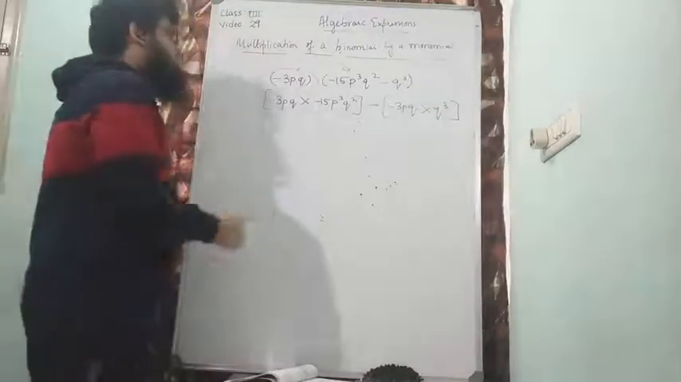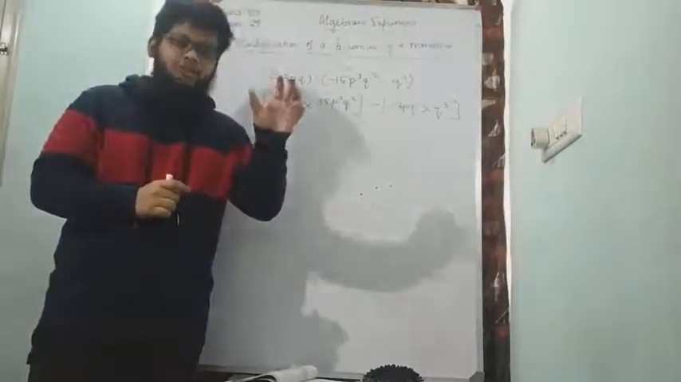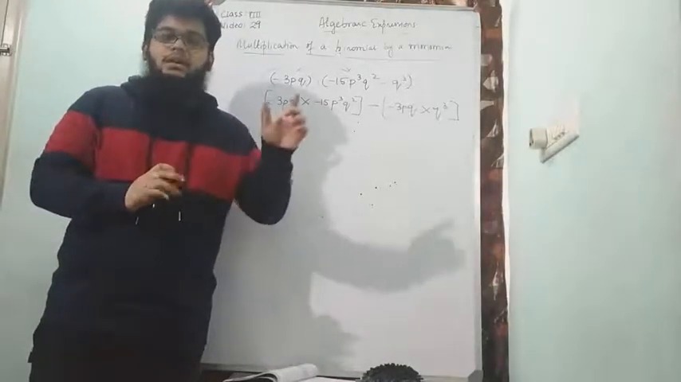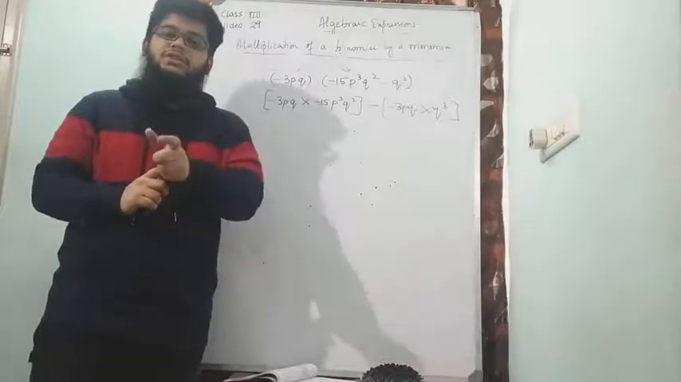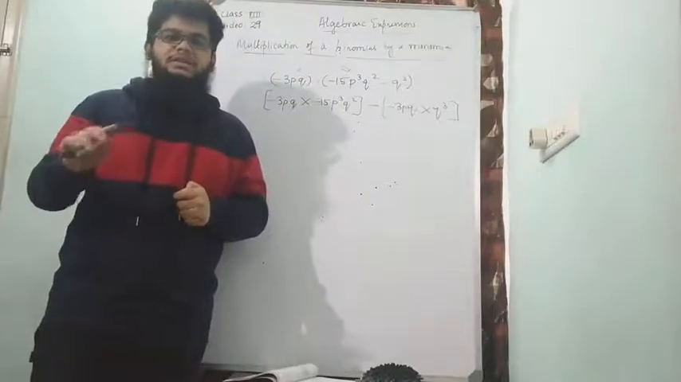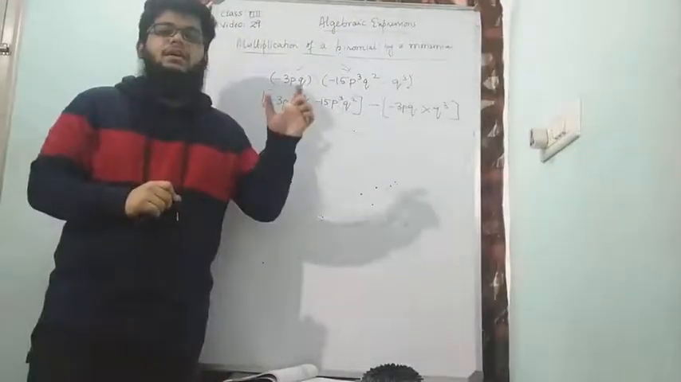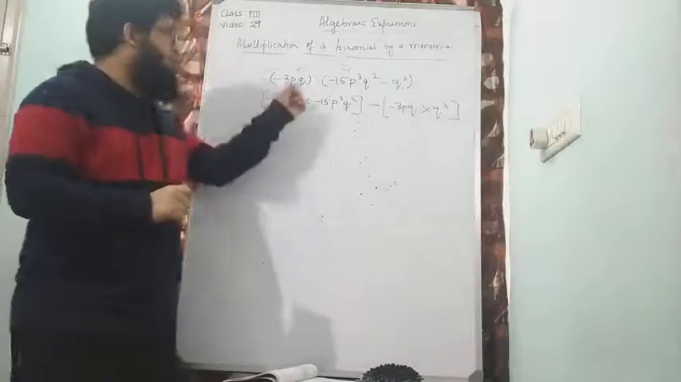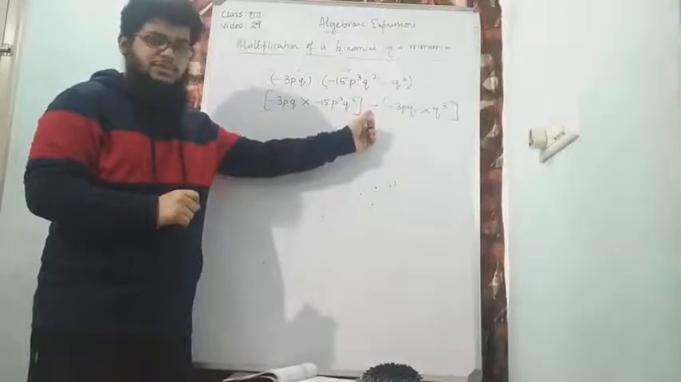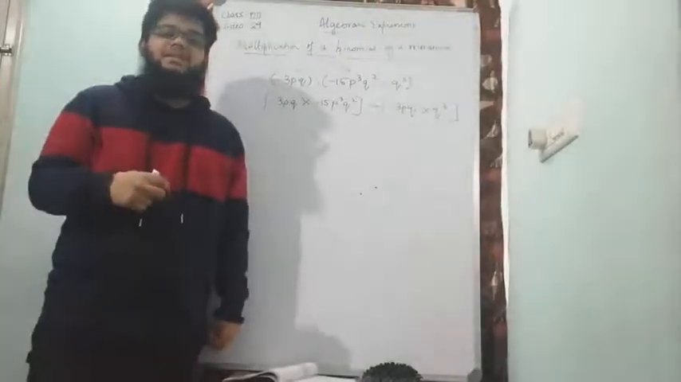I'll repeat. Whenever we multiply, please remember the rule. Whenever we multiply a binomial by a monomial, we take the monomial into the first term of the binomial, the first term in the bracket. Then, if there is a plus sign in between in the binomial, we write plus; if there is a minus sign, we write minus. Then the monomial into the second term of the binomial. Please remember this, it's very important.